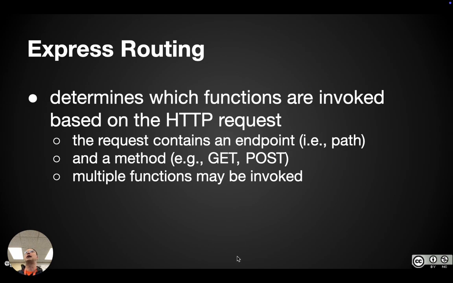Okay. So we're going to focus a little bit more on Express routing, which is all about figuring out which function gets invoked based on the HTTP request. As we saw, because we printed it out, the request contains an endpoint or a path as a property, and it contains a method, which we saw in the debugger, like get versus post. So in our example, we could see it was a get, and our path was just the slash. It was at the root. And we can invoke multiple functions if we want, and we'll take advantage of that as we go.